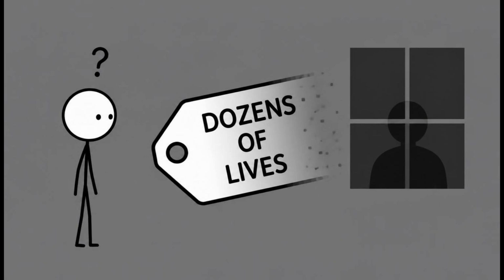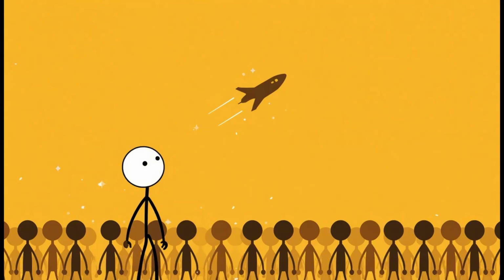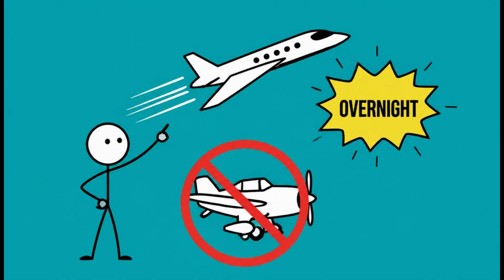To understand what actually happened, we have to go back to the early 1950s, to a groundbreaking aircraft called the de Havilland Comet, the world's first commercial jet airliner, which entered service in the spring of 1952 to genuine worldwide astonishment. Before the Comet, commercial flight meant loud, vibrating propeller planes flying relatively low and slow. The Comet changed everything overnight.